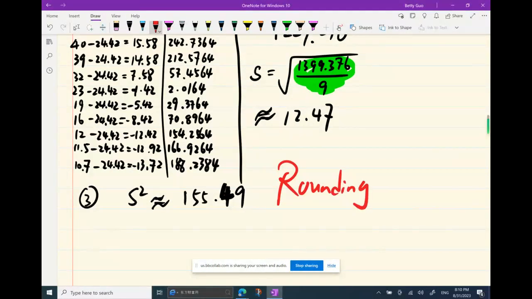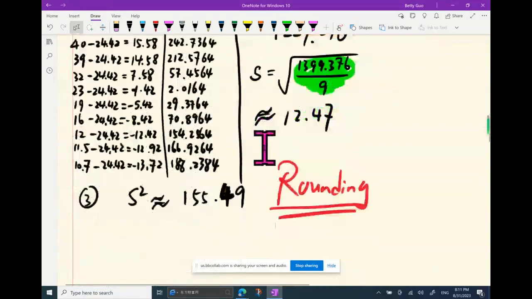When you work on your homework in this section about rounding, just read the instruction of the question. The question will tell us how to round, keep 1 decimal place or 2 decimal places. Just follow whatever the question asks you to follow.